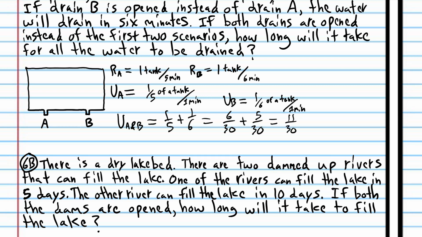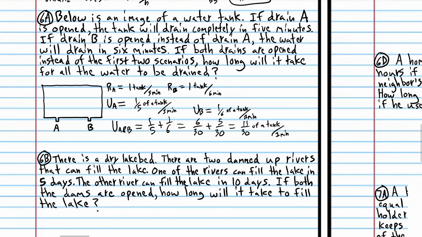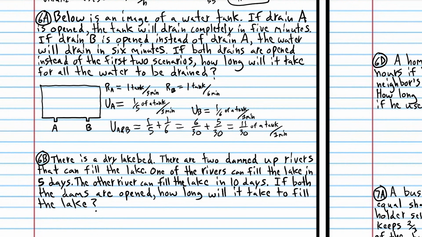So now we have the rate in terms of the fraction of the tank. So 11/30 of a tank is drained every 1 minute. And you can just say MIN, or you can put the 1 right there, it doesn't matter. All right, so 11/30 of a tank is drained every 1 minute. So now we're starting to get somewhere.